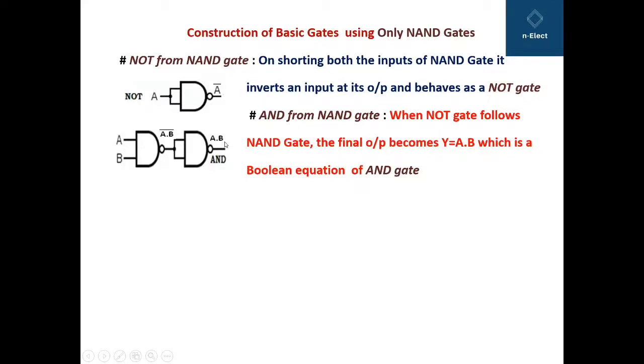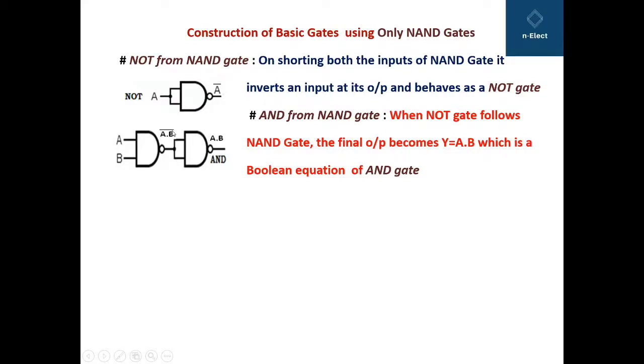which is a Boolean equation of AND gate. So here, this is the NAND gate basically. A and B are the inputs, so output will be A into B whole bar. Now A into B whole bar is the input for NOT gate. Why is this a NOT gate? Because this is the NAND gate which is converted into NOT gate by shorting the inputs.